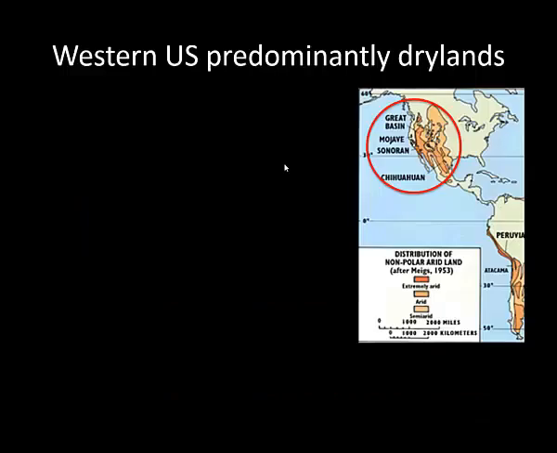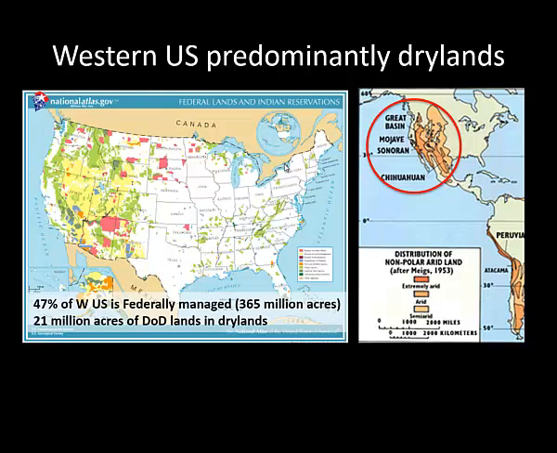Okay, so my work is focused on drylands of the west, and I'll tell you why in a minute. But if you just look at this map right here, you can see that we are predominantly arid lands, and so biocrusts play an important role here in our region of the world. Moreover, there's a lot of managed lands in the west. All of these different colors that you can see on this map are federally managed lands. What we're focusing on is really DOD lands, which makes up about 21 million acres of land.